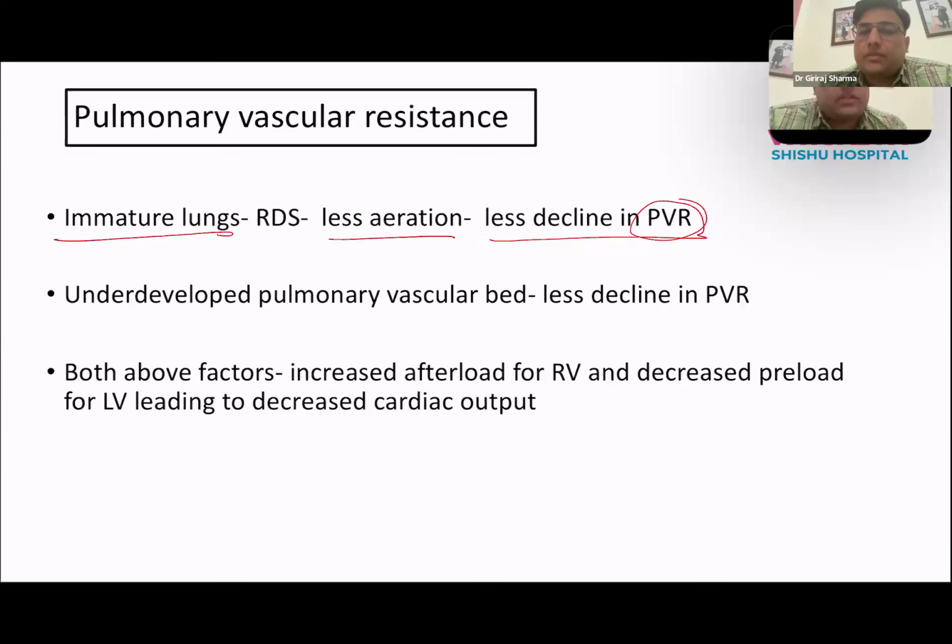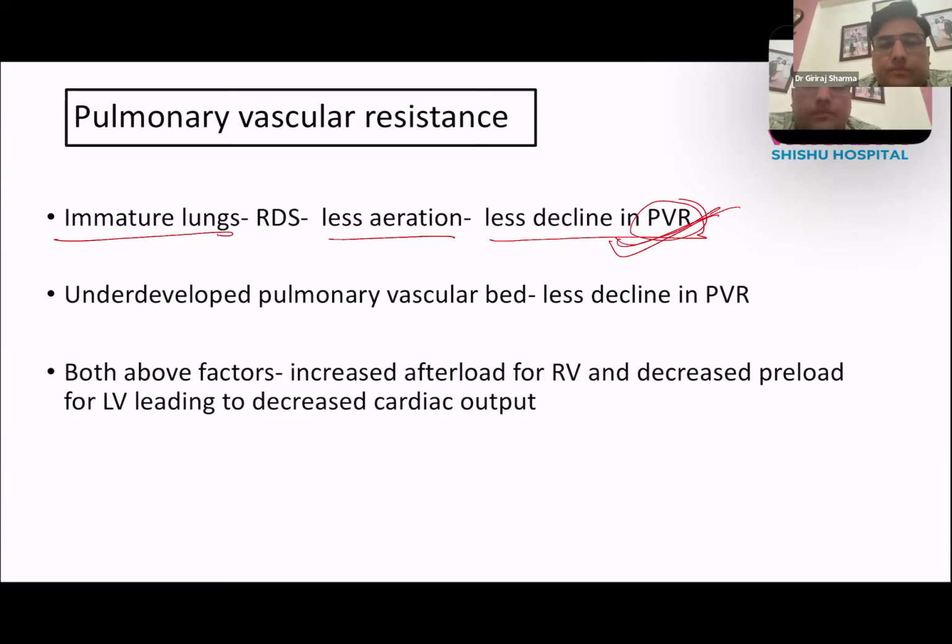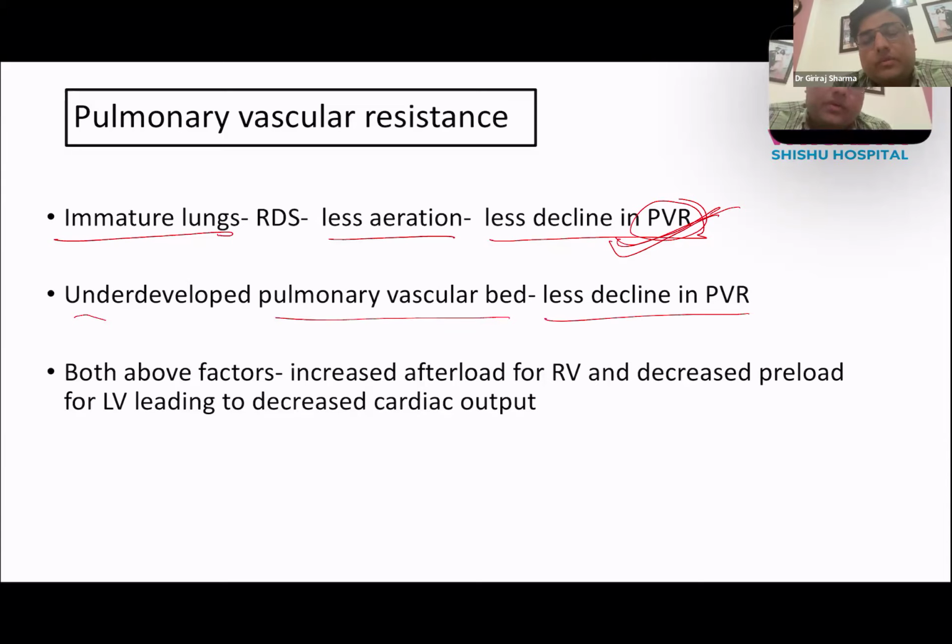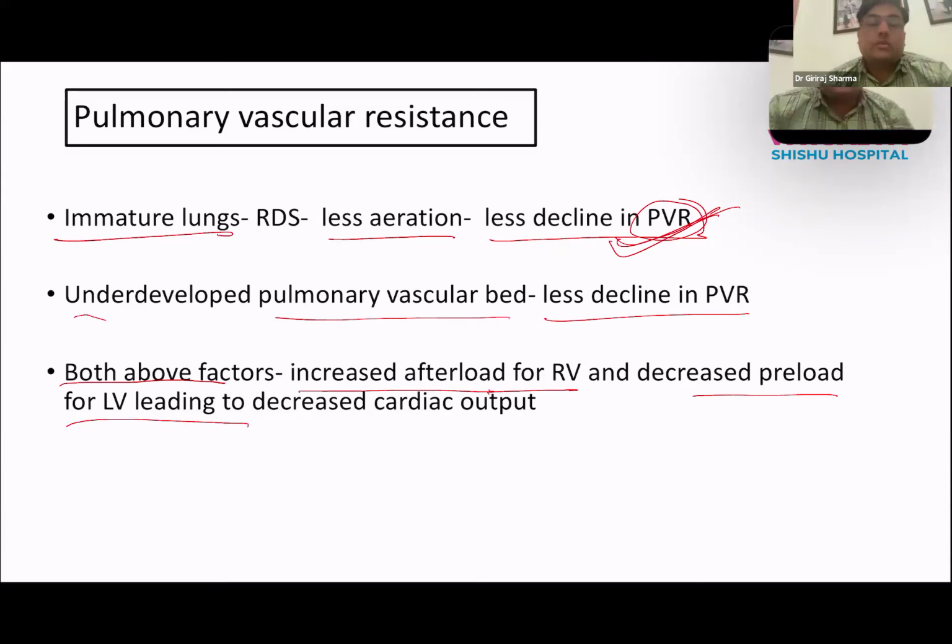After birth, there should be a decline in the PVR, but because the lungs are collapsed in preterm babies, there will be less decline in the PVR. So PVR will be higher in the preterm babies. And the pulmonary vasculature also is underdeveloped. Because of that also, decline in the PVR is less. So because of both above factors, increased afterload for RV and decreased preload for LV, leading to decreased cardiac output.